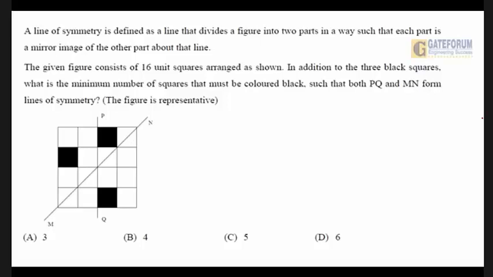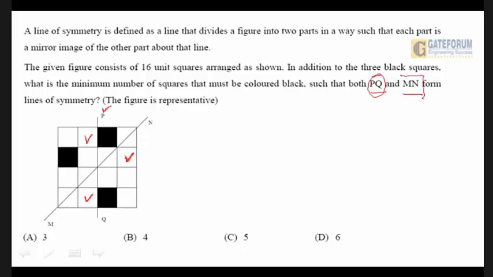Okay. See, they have said that both PQ and MN must be lines of symmetry. Let us first assume this. Let us first say PQ is the line of symmetry. Then this square must be colored black because these two must be symmetrical then. This square must be colored black because these two will then be symmetrical. Don't forget we are taking PQ as the line of symmetry. And then this must be colored black because then these two will be symmetrical around PQ. I hope you will have agreed on this.